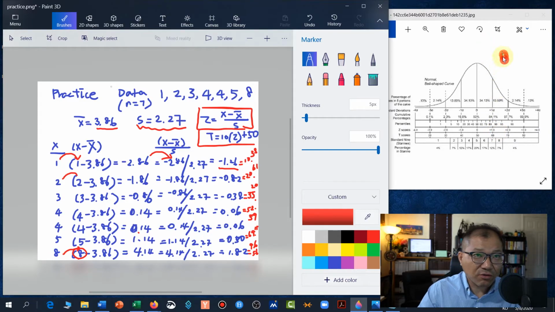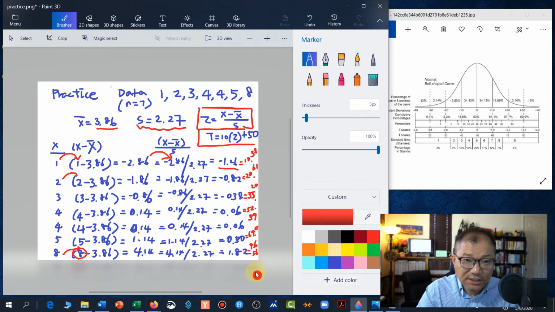Your score is on the right side, and your score is 1.82 standard deviations above the mean, and that is 96.56% in this data set. So your score is somewhere around here, 1.82, close to +2. And you are almost at the 96.56 percentile. Okay? Good.